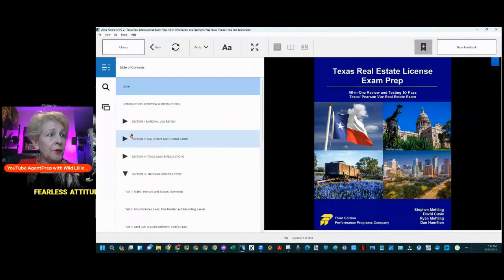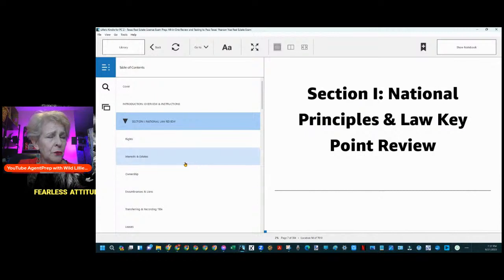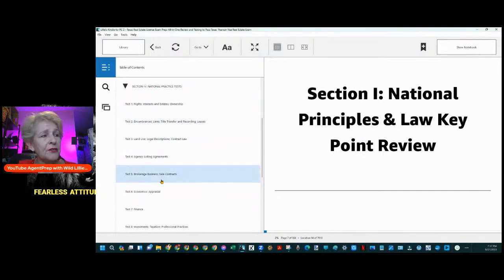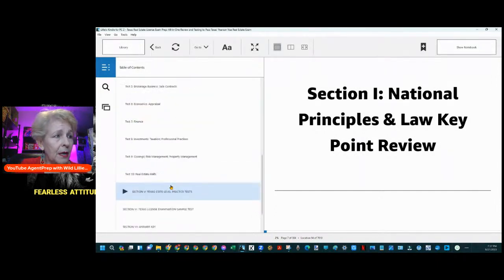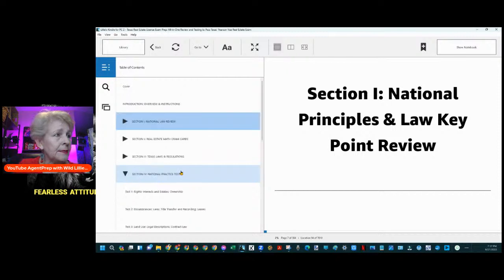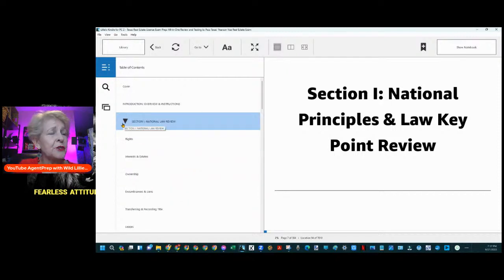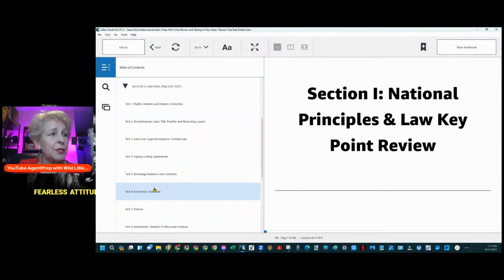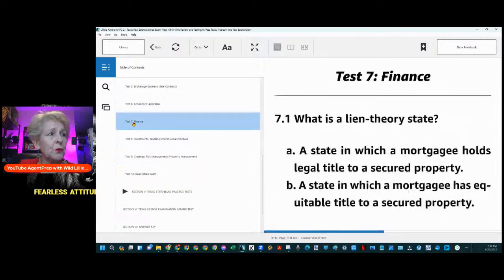So today we are reviewing the national questions. Let me go to the exam. You see all of these are the sections that you actually took courses on. It has 10 sections and tests, the national review, the math cram cards, and then Texas law and regulation. Then it goes into the tests. And today we're doing test number 7. Number 7 deals with finance. So think mentally about finance and relax, be comfortable and enjoy.